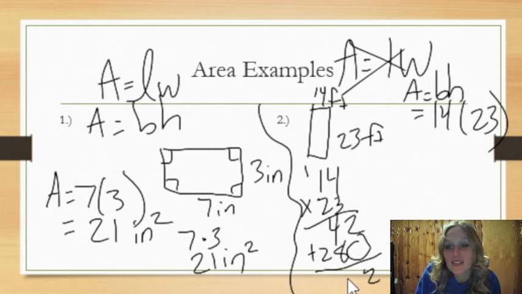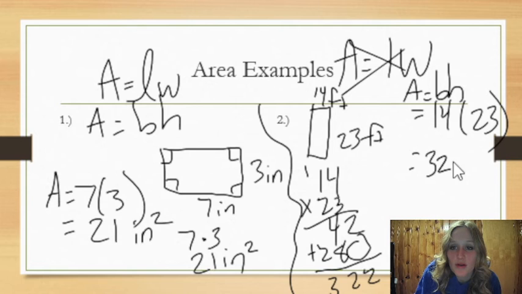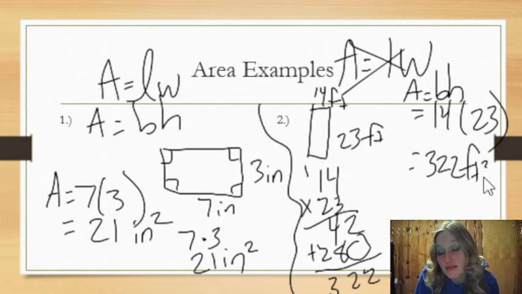Okay, I'm going to add this together. 8, 9, 10, 11, 12. Carry my 1. So this would be 322 feet squared. That would be my answer here. And if you had a calculator, you could just type it in. Okay, perfect. Okay, we got 2 more examples.